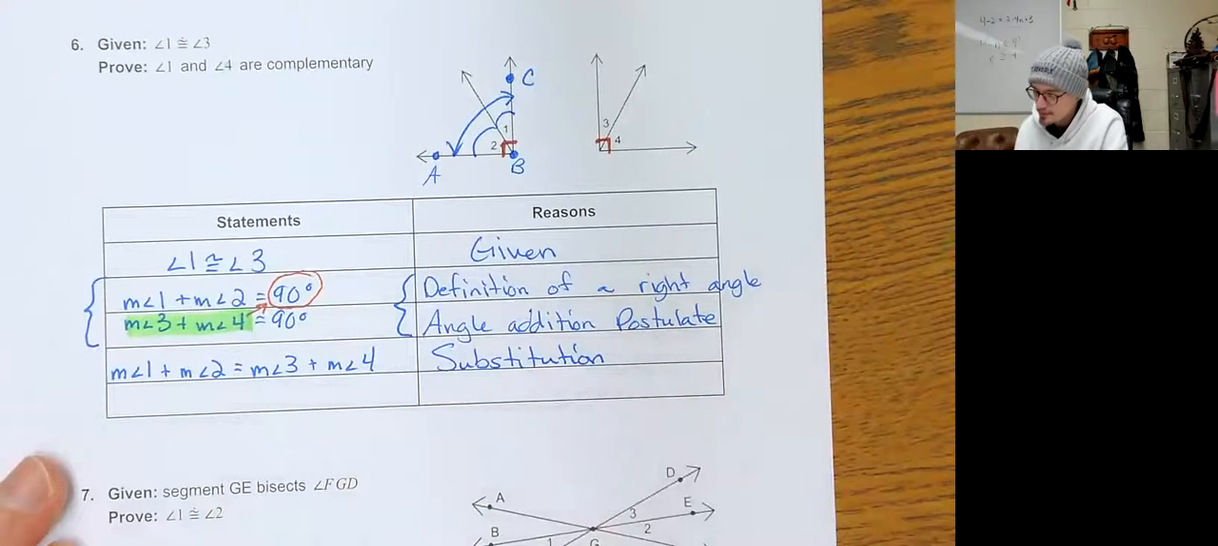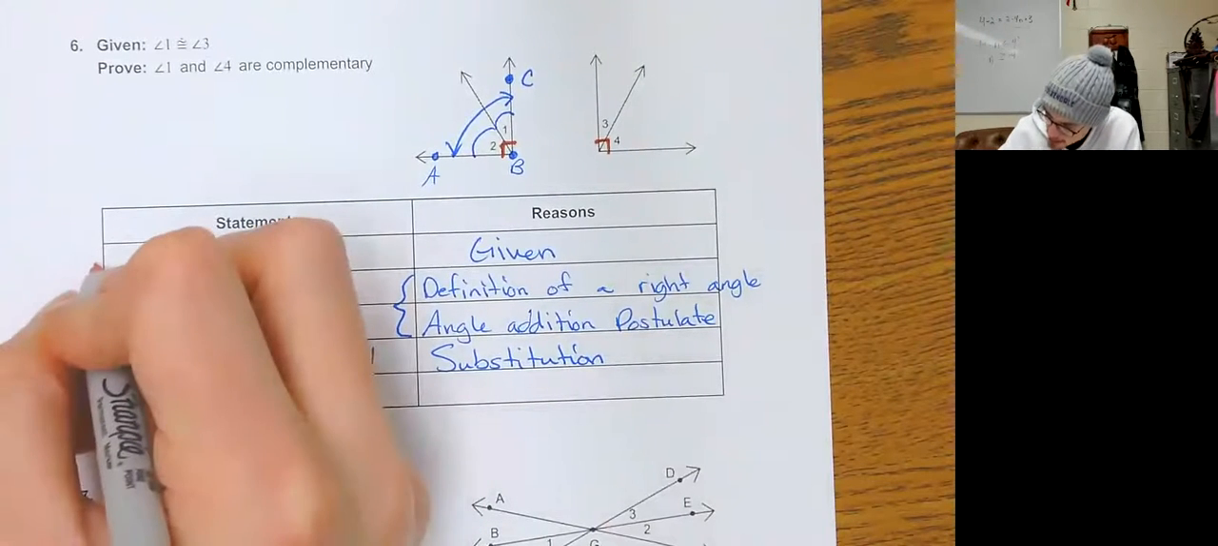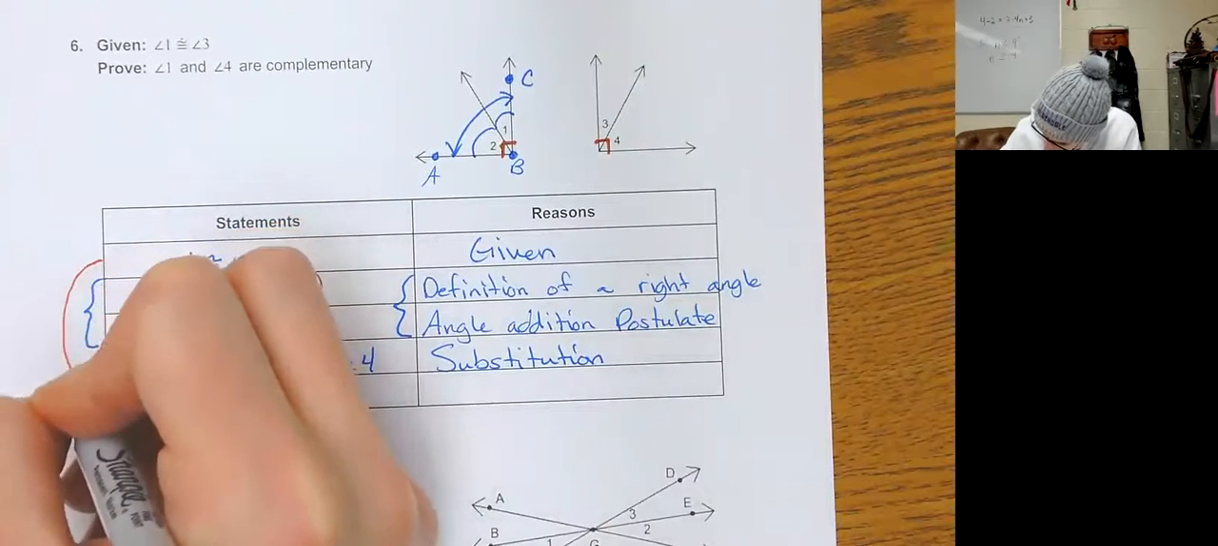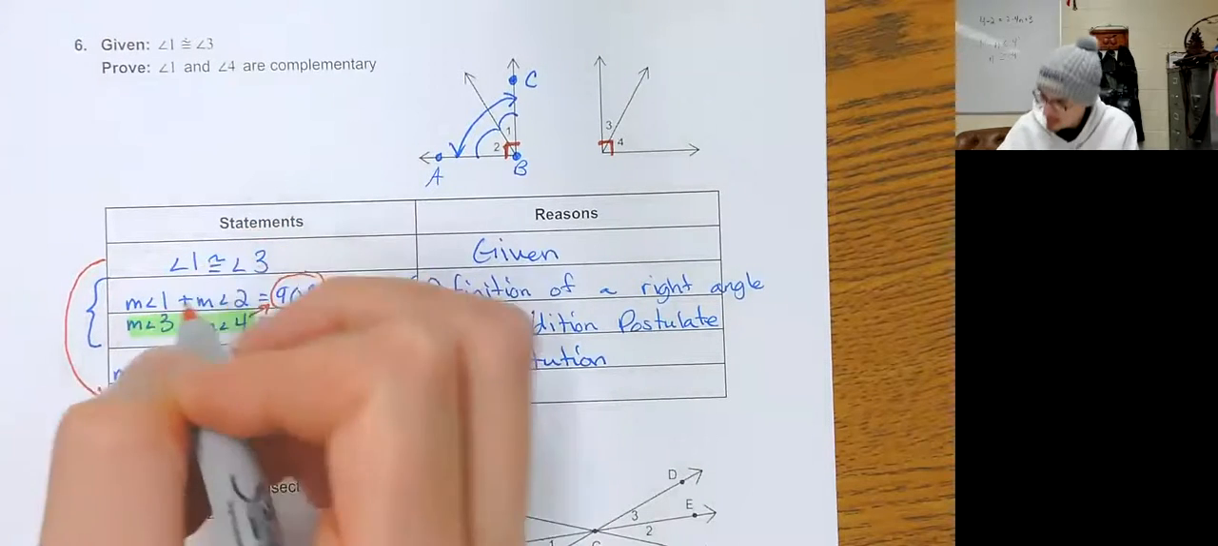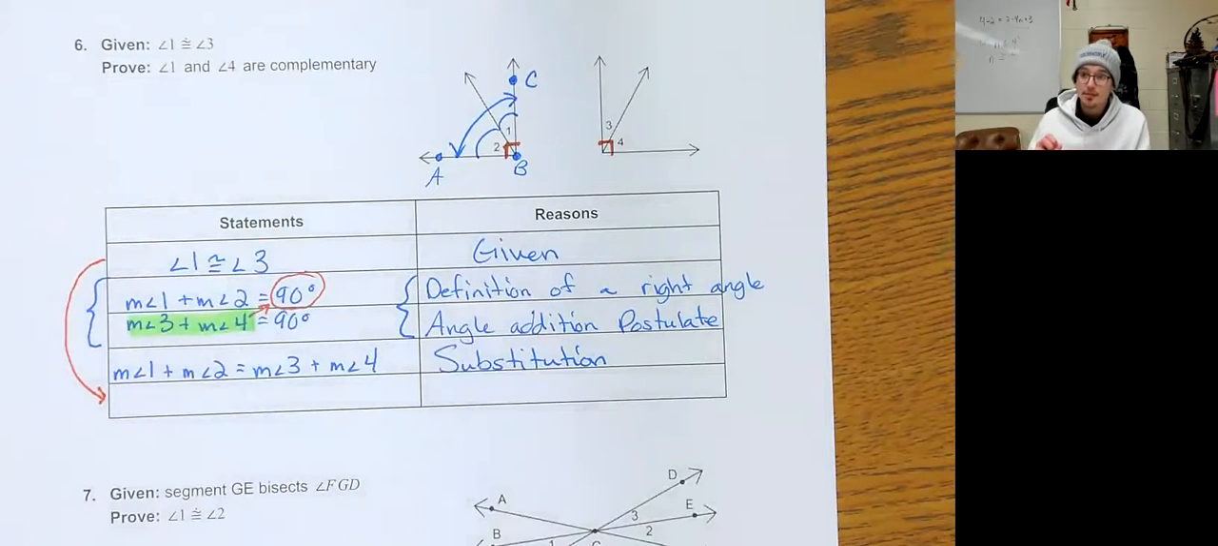Now what we're actually going to have to do here is take this original thing and change that congruent symbol. If you watched part 1, we need to get rid of that congruent symbol and change it to an equal sign.